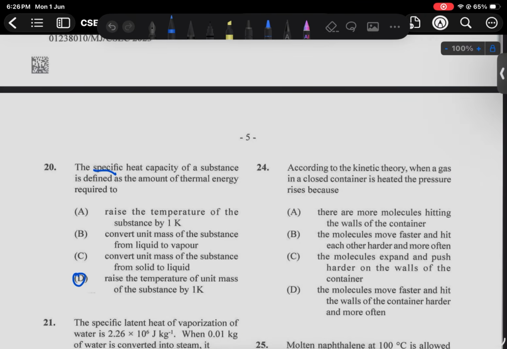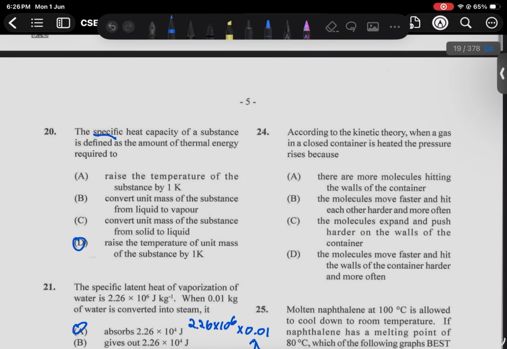According to kinetic theory, which is how particles move, when a gas in a closed container is heated, the pressure will rise. These particles with kinetic energy are bouncing against the walls of the container, so something that looks like that. The molecules move faster and hit the walls.